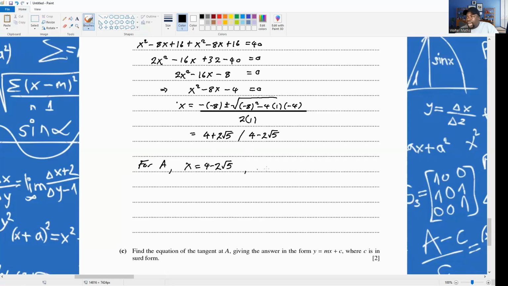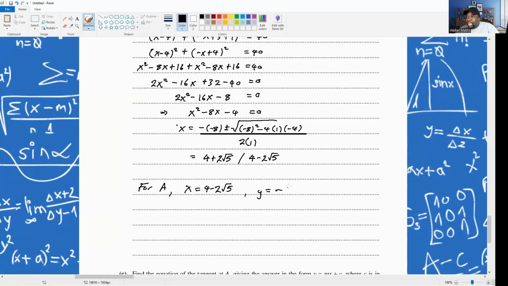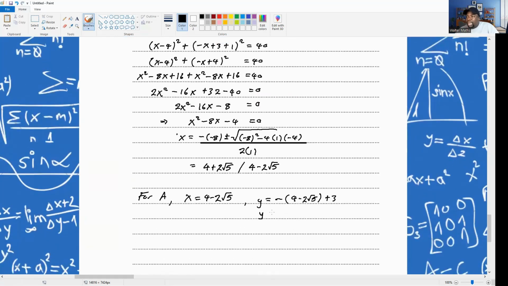So the question is, what is y? For y, we are going to use y is minus x plus 3, which will be minus of 4 minus 2 root 5, plus 3. So y should be equal to minus 4 plus 3, which is minus 1, and minus of minus is plus 2 root 5. So the coordinates of A should be 4 minus 2 root 5, and minus 1 plus 2 root 5. These are the coordinates of the point A as required, and that's how we do it for part B.